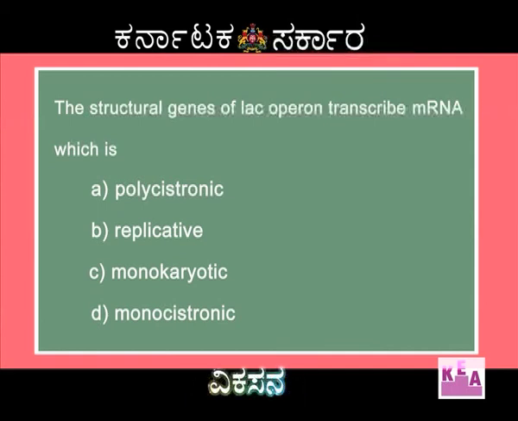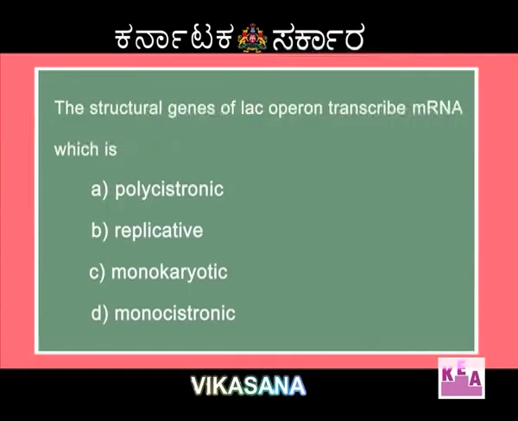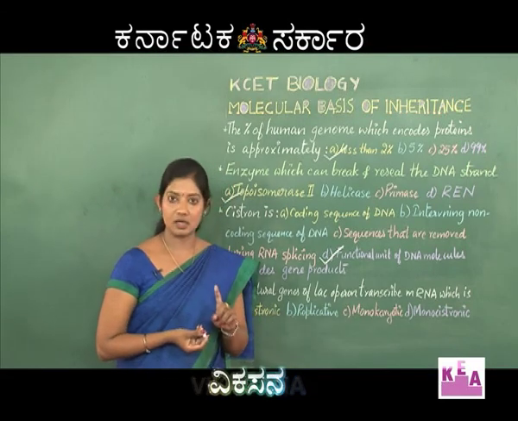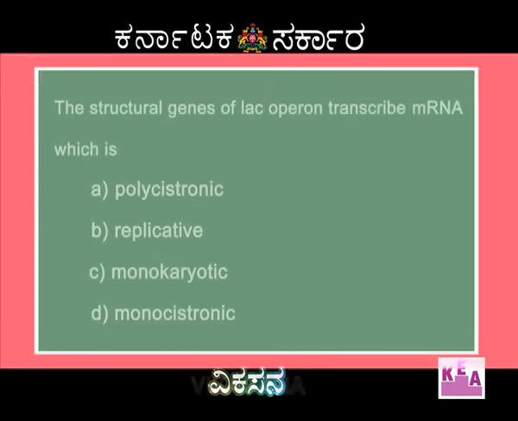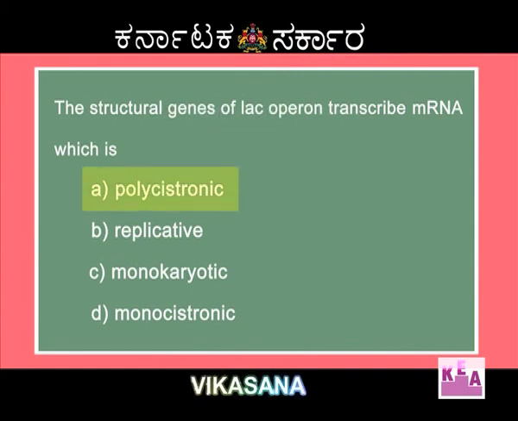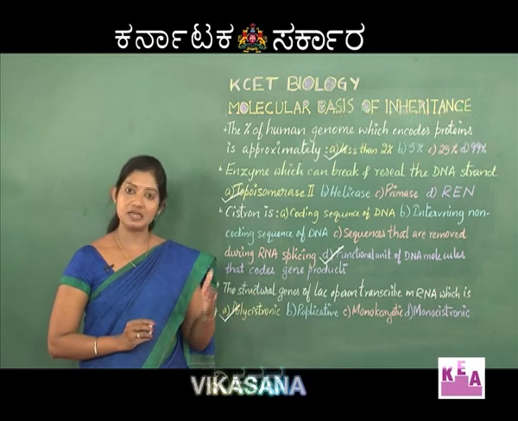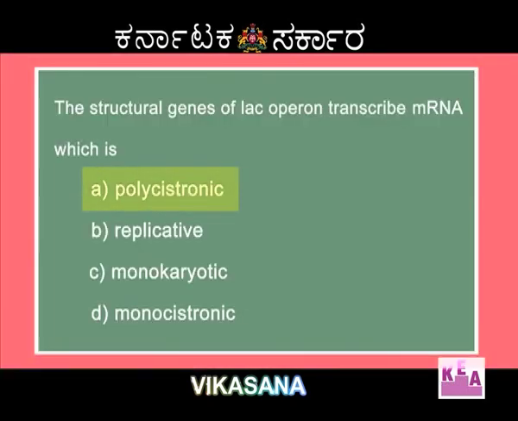Now you can see replicative. Replication is just a property of DNA. Monokaryotic: karyon means nucleus, mono means single, so cells which have a single nucleus are called monokaryotic. So here the right option is polycistronic. You are aware of the example lac operon, where it has 3 structural genes, gene Z, gene Y and gene A. When transcription goes on, all the 3 genes are transcribed at a time.